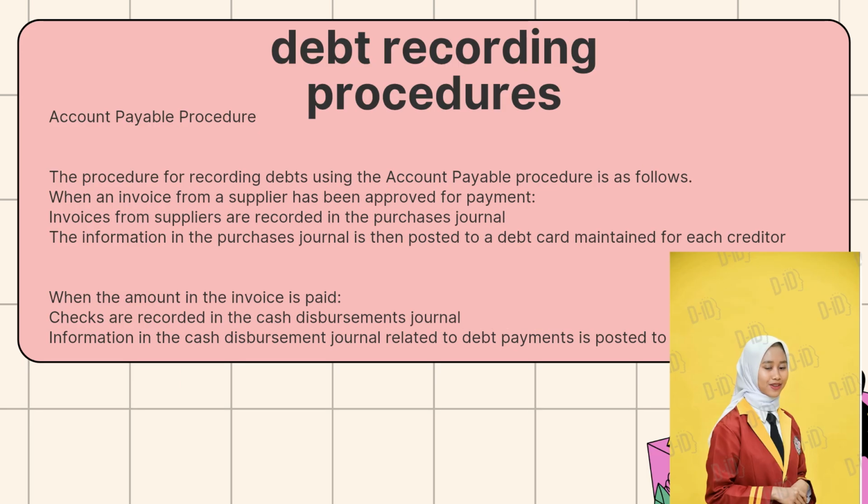Debt recording procedures. Account payable procedure. The procedure for recording debts using the account payable procedure is as follows. When an invoice from a supplier has been approved for payment, invoices from suppliers are recorded in the purchases journal. The information in the purchases journal is then posted to a debt card maintained for each creditor. When the amount in the invoice is paid, checks are recorded in the cash disbursements journal. Information in the cash disbursement journal related to debt payments is posted to the debt card.